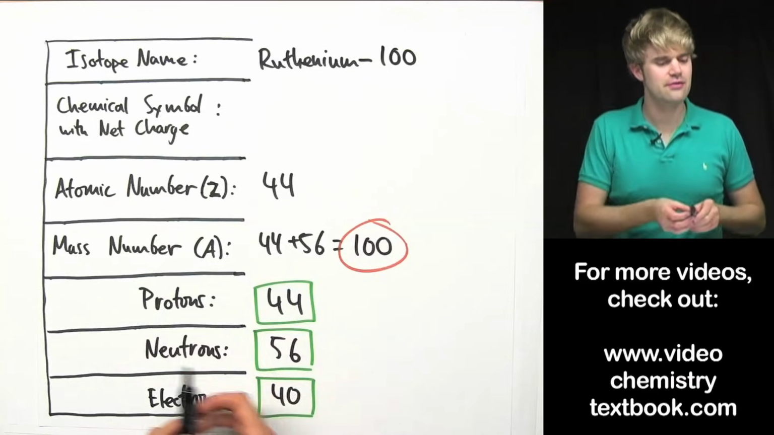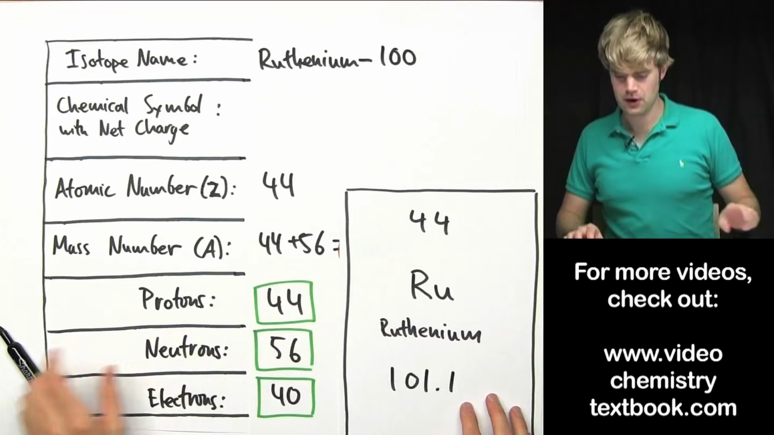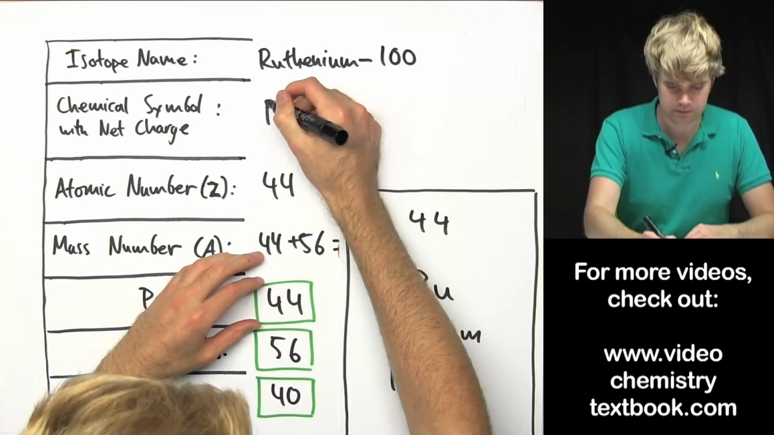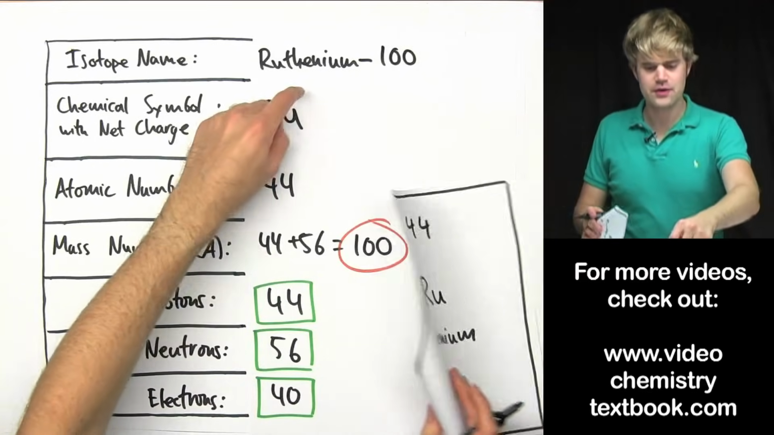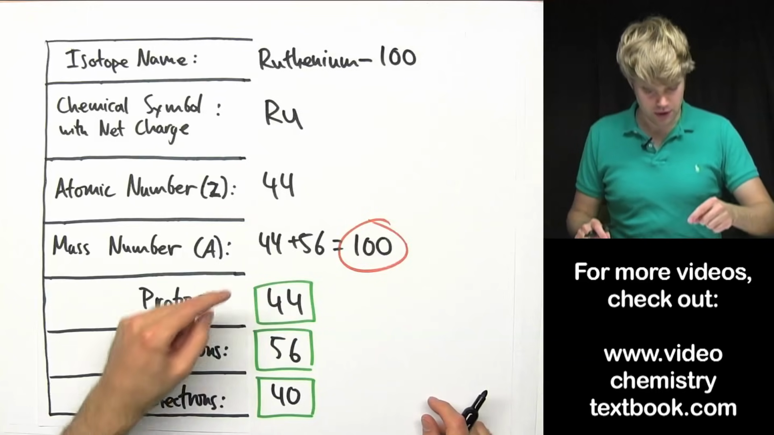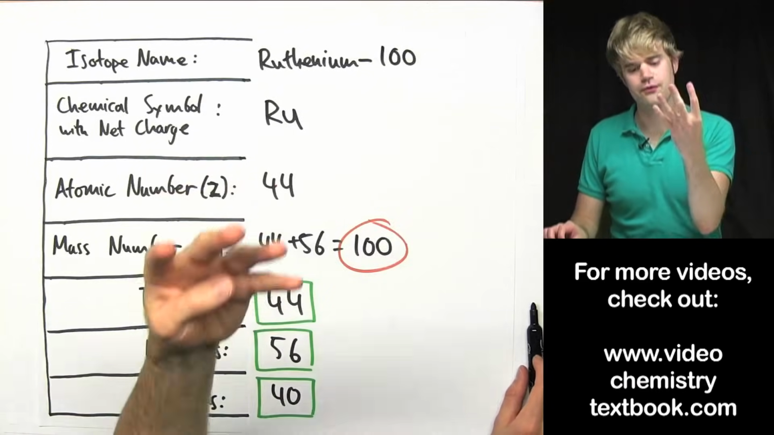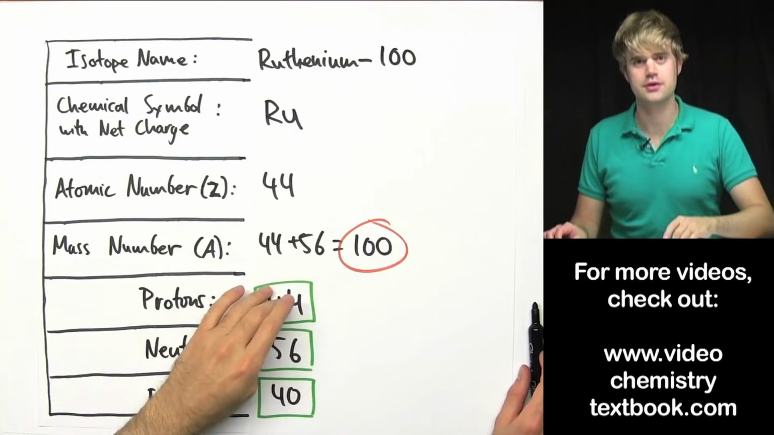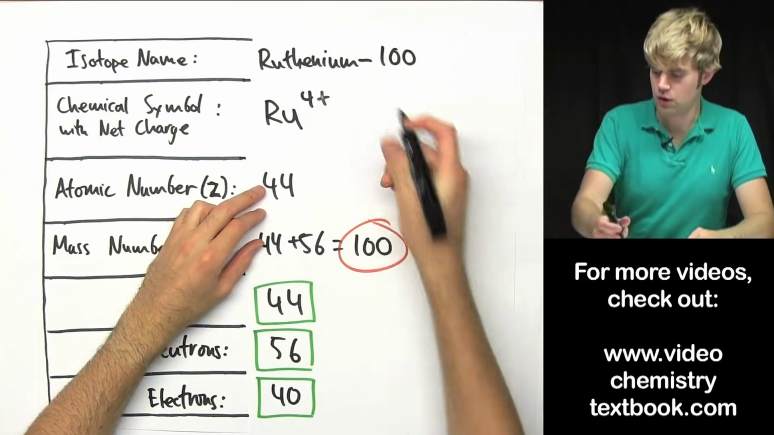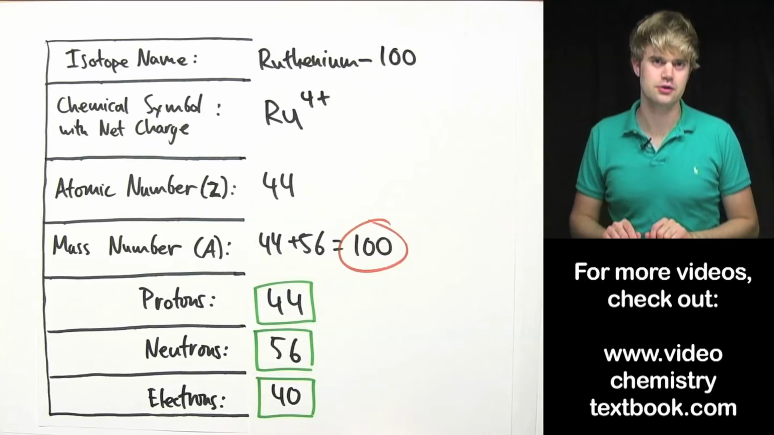The only thing that I have left now is the chemical symbol with a net charge. Let's go back to the periodic table to find out what the chemical symbol is. The chemical symbol is right here. It is Ru. And now for the net charge that we'll put up here, it's protons and electrons. So there are 44 protons and 40 electrons. That means there are 4 more protons than electrons. So there's going to be a net charge of 4+. Ru 4+ is going to finish this off as the chemical symbol with a net charge.